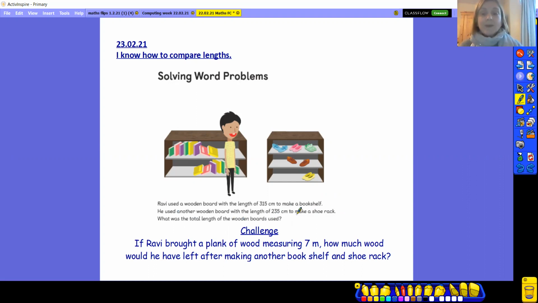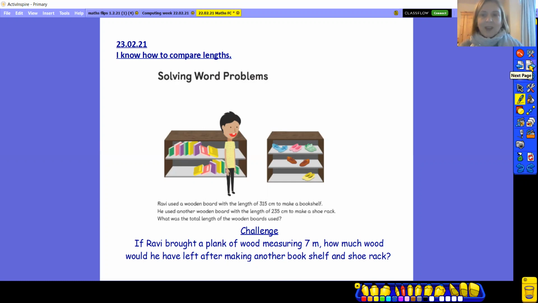So in a minute, you're going to pause me and go away and try and solve that any way you feel like. But down here, there's another challenge. So if Ravi brought a plank of wood measuring 7 metres, how much wood would he have left after making another bookshelf and shoe rack? Okay, so if you finish this one, have a go at this one. Right, so you've got to pause me here, come back in about 5 or 10 minutes, and let's see what the answer is. We can go through it together. Okay, right, pause me, off you go.